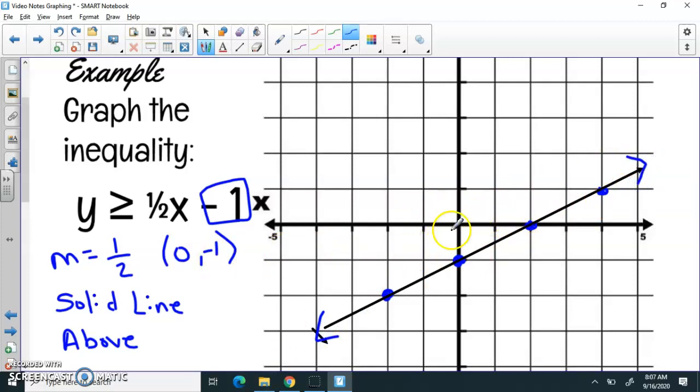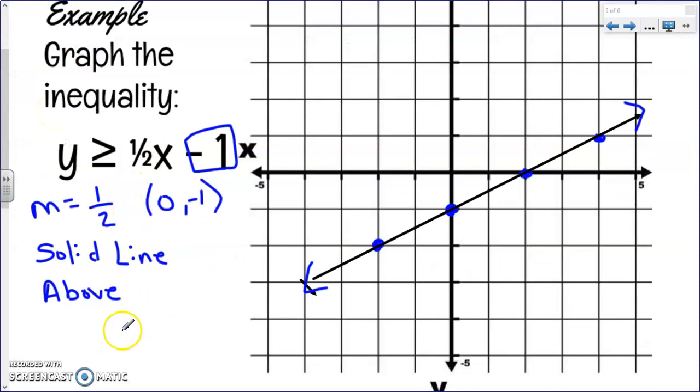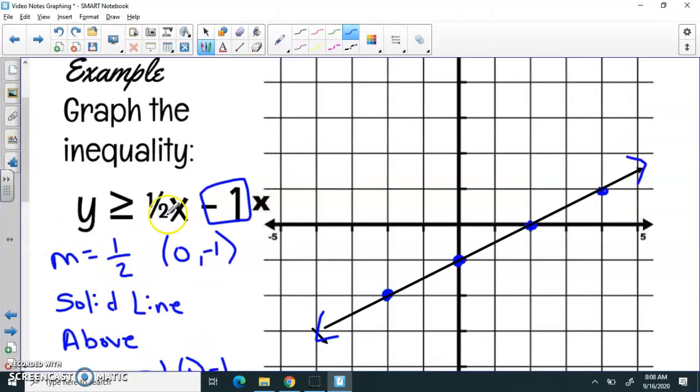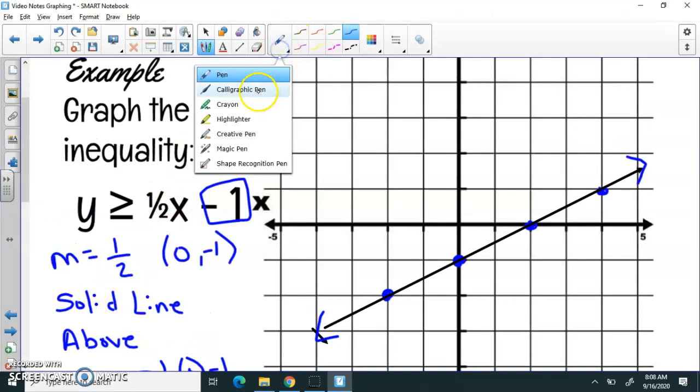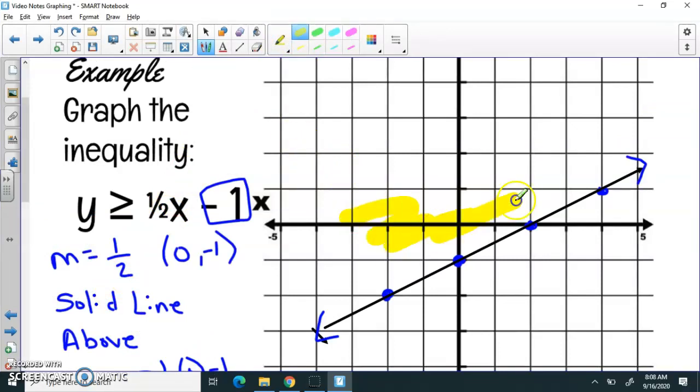Now, let's look at our test point 0, 0. If I plug that in, I have 0 is greater than or equal to 1/2 times 0 minus 1. That's 0 minus 1, which is -1. Is 0 greater than or equal to -1? Yes. So that means I'm going to shade above. And is that what I was supposed to do? Yes. So let's change my pen to a highlighter and highlight above that line.